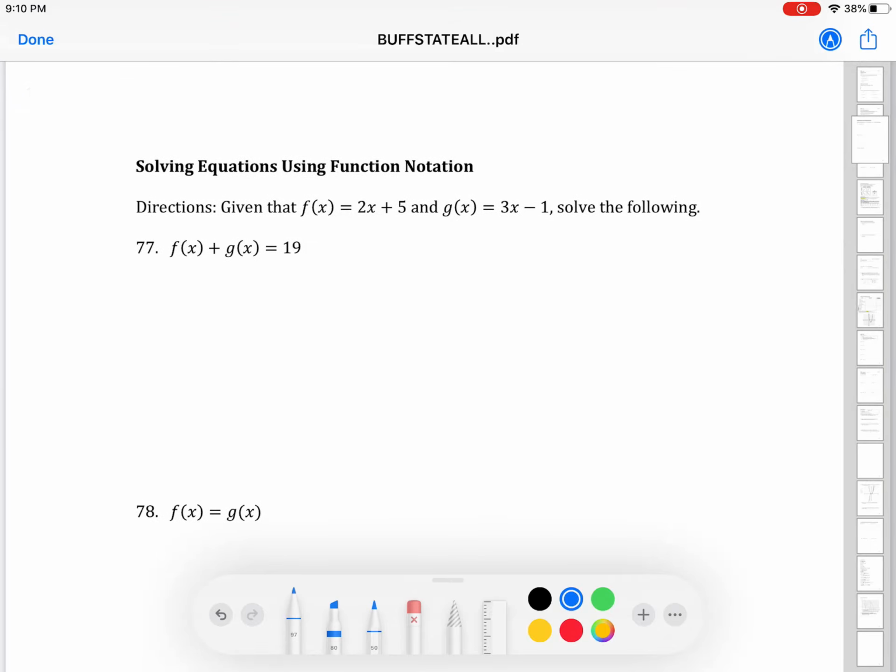All right, a few more questions on the next page. It's going to kind of combine everything we've done so far, like in the whole course. So solving equations using function notation. So remember that f of x, g of x idea, and substitution.